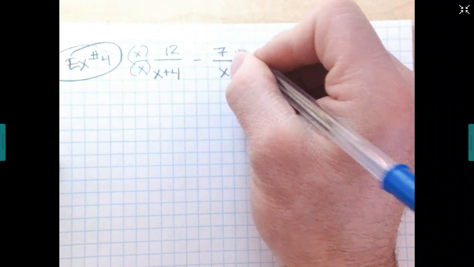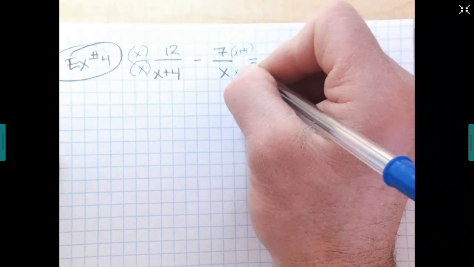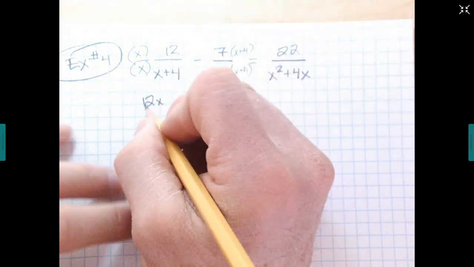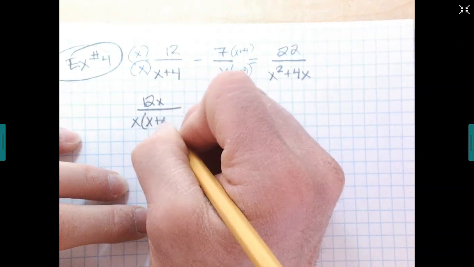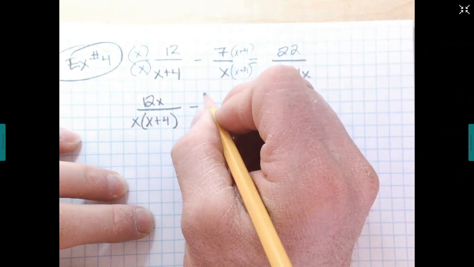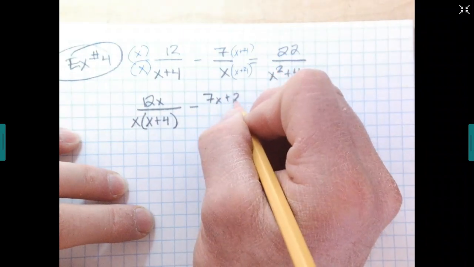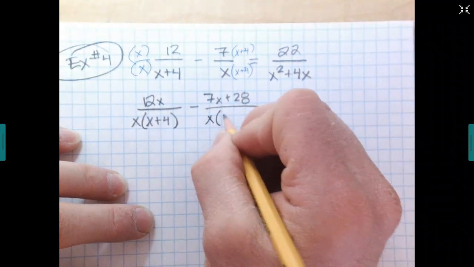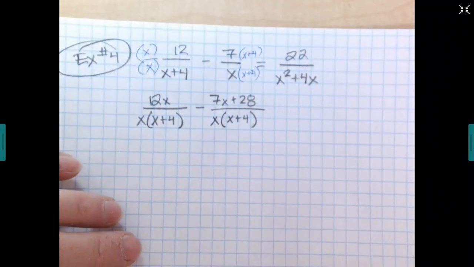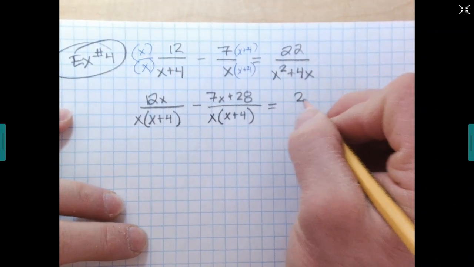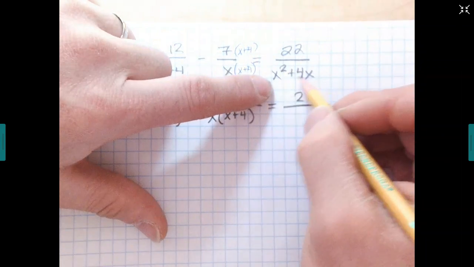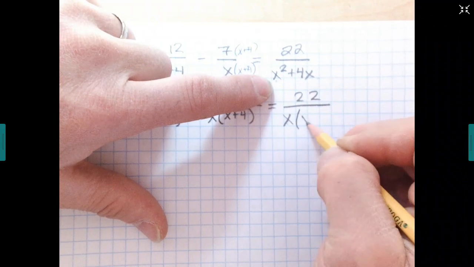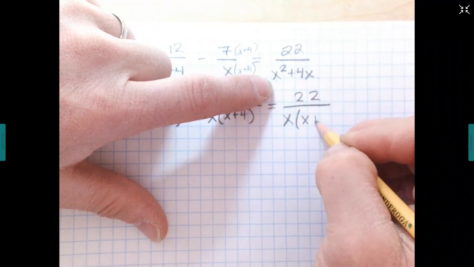This side, x plus 4, x plus 4. So I now get 12x over x times x plus 4 minus 7x plus 28 over x times x plus 4 equals 22. And what I'm going to do here is factor out an x. They both have an x in it. So x squared divided by x is x. 4x divided by x is 4.